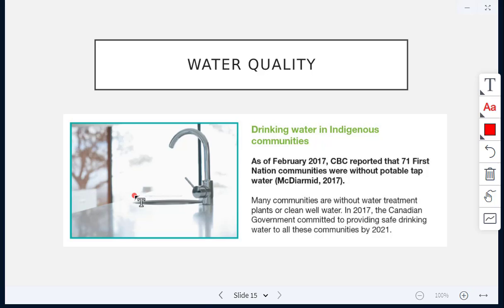Drinking water in Indigenous communities. Since February 2017, CBC reported that there are 71 First Nation communities that are still without potable tap water, meaning drinkable tap water. It's because many communities are without water treatment plants or clean well water. And there is an initiative by the Canadian government to provide safe drinking water to all those communities, but I don't think they've met that yet. That was for 2021, and I don't think that has been met yet.